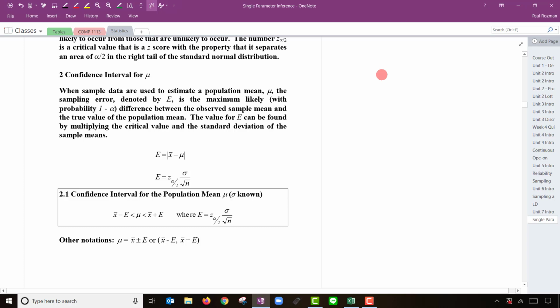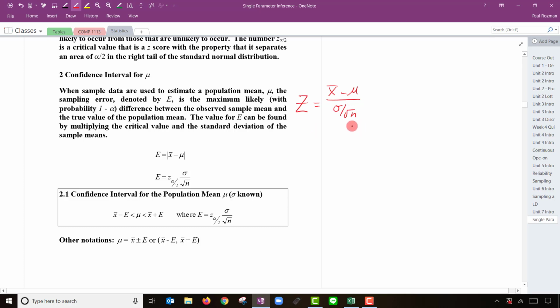The number that separates sample statistics that are likely to occur from those that are unlikely to occur. Back when we were talking about z-scores for the mean, we had x bar minus mu over sigma over root n. This thing kind of came from the central limit theorem.